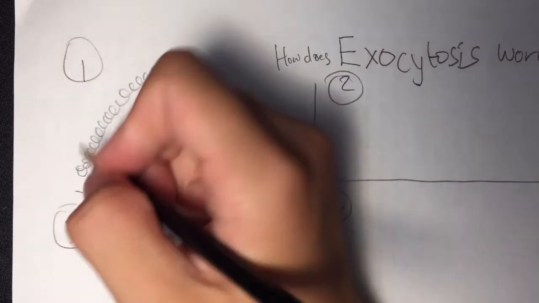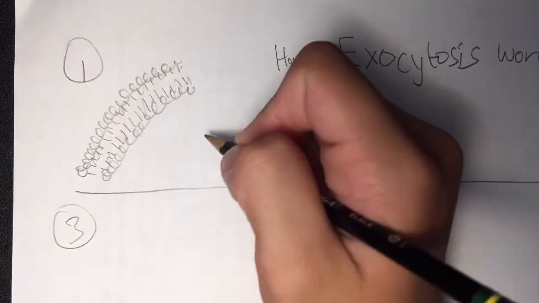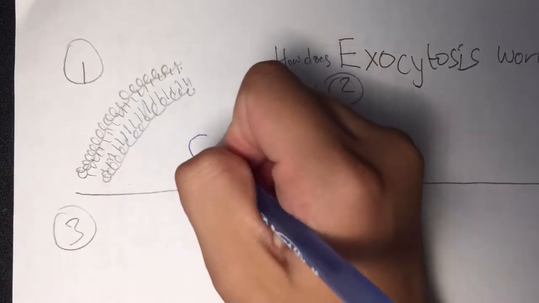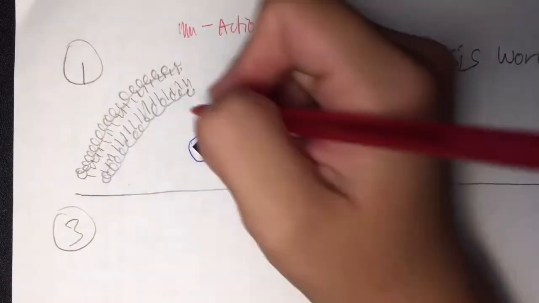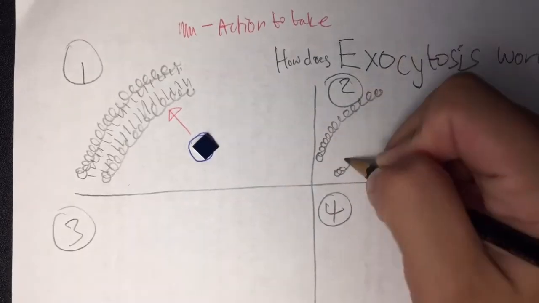First, we're going to put in this annoying cell membrane, and then we're going to have, say, your average blue foreign particle, or waste particle that you want to move out, represented here by another Lego piece. We'll use red to simulate the action that we're going to take. So here you can see there's a red arrow. That means we're going to move the vesicle in that direction.